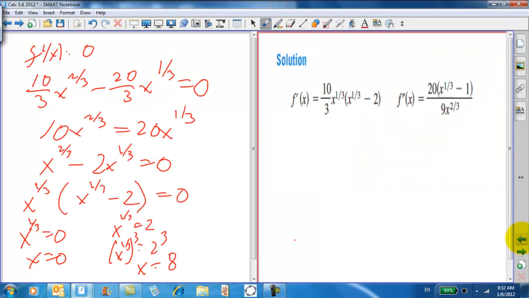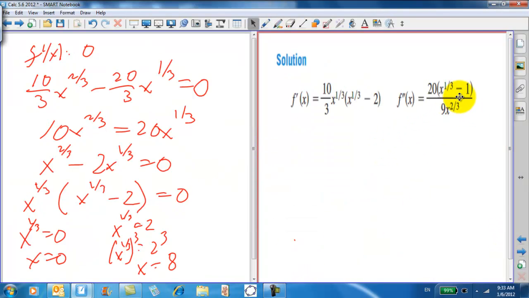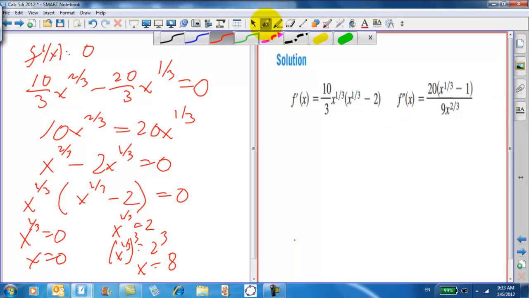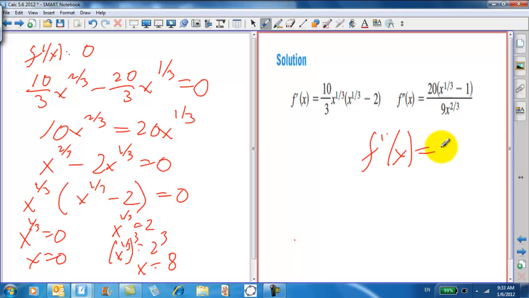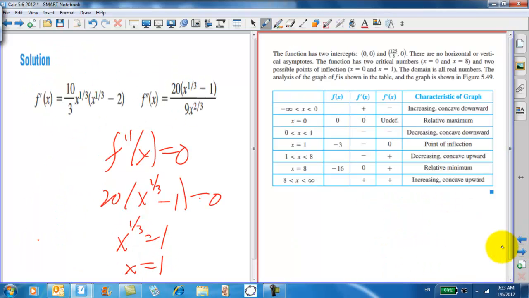Now, why do they throw in 1? Let's take a look again here. Here we go. The second derivative will be undefined at x equals 0 now, but we also get, in this factored form for the second derivative, we can see that we can set the second derivative equal to 0. That means we'll set the numerator equal to 0. And so x to the 1/3 equals 1. Cube both sides and you get x equals 1. So there's another critical number for you. So 0, 1, and 8, and we're checking this stuff in between.